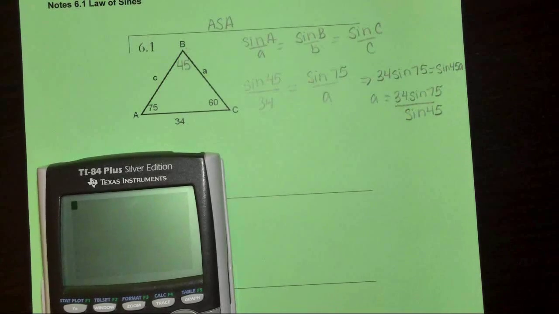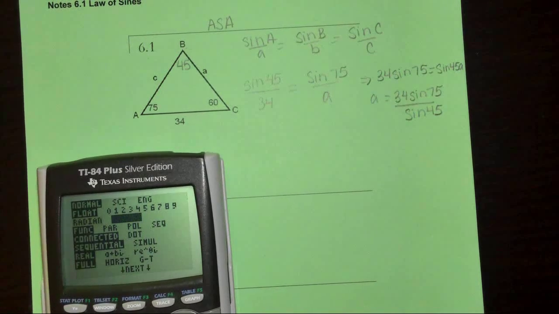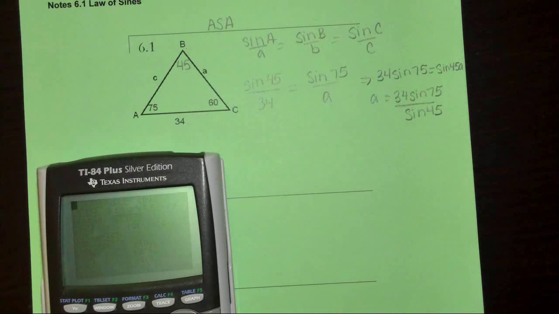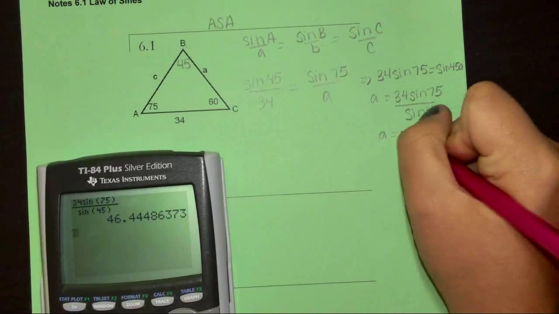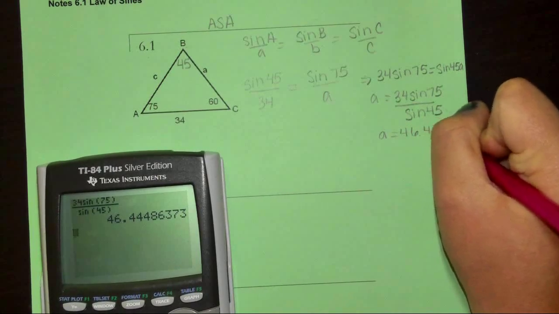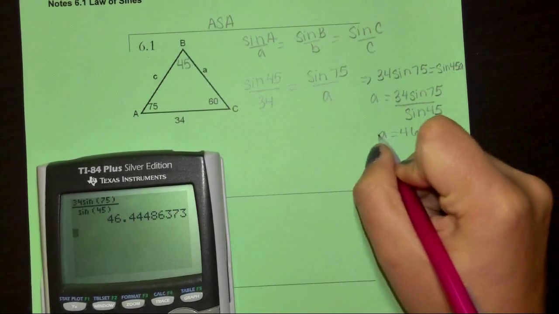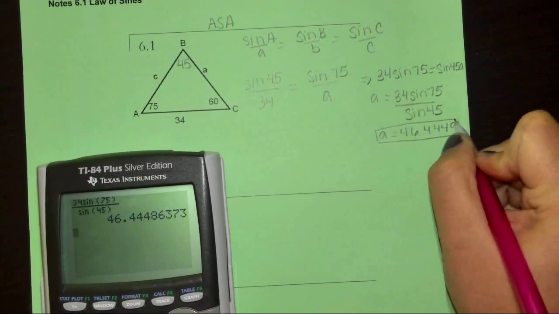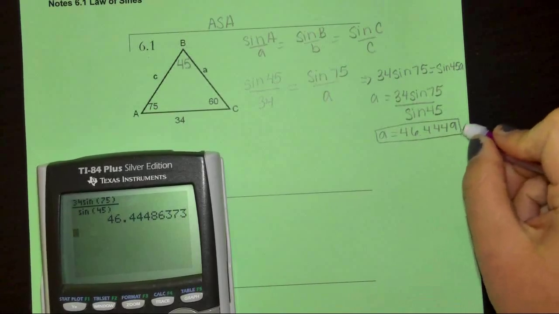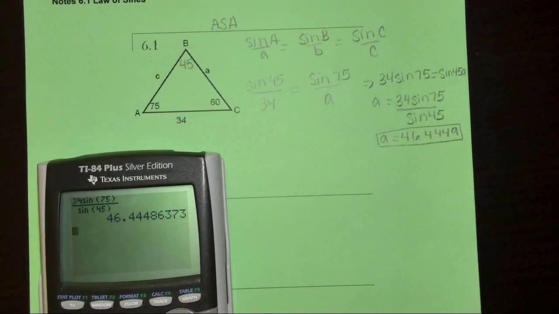So first thing, you want to check that your calculator is in degree mode. If it's not, change it. Okay, and then we can just type that into the calculator. 34 sine of 75 over the sine of 45. Okay, and your side A is going to be 46.4449. I'm just rounding to 4 decimal places. You should probably get used to doing the same thing, and I'll be very clear on the quiz and when you take the test how many decimal places I would like for you to round it to.